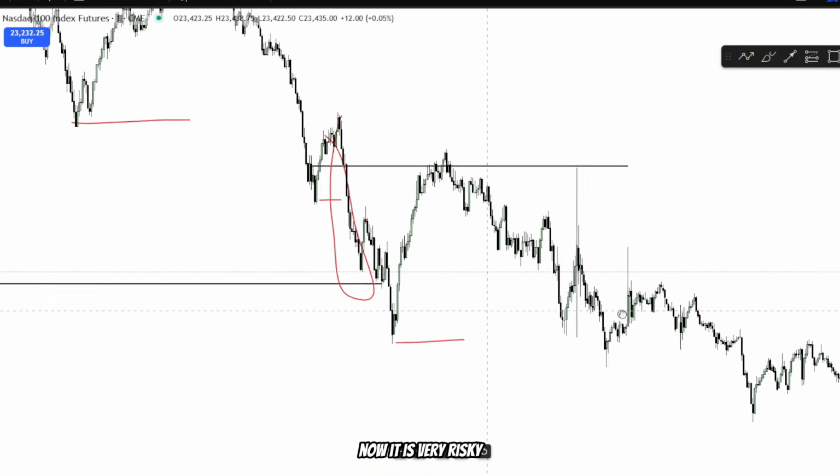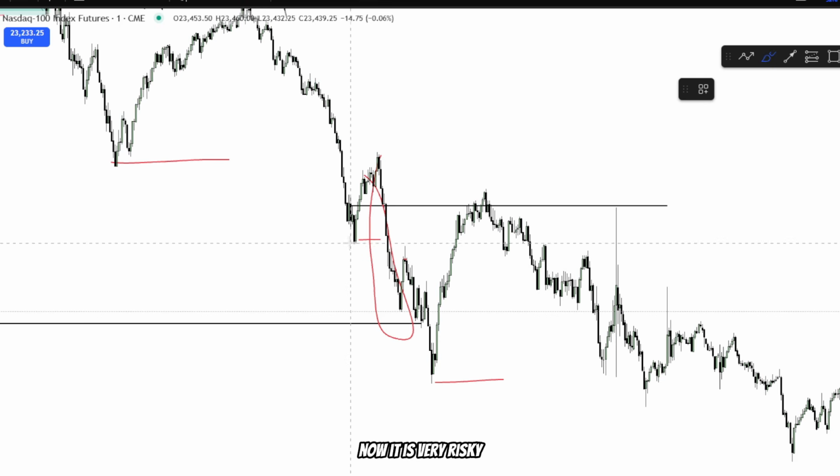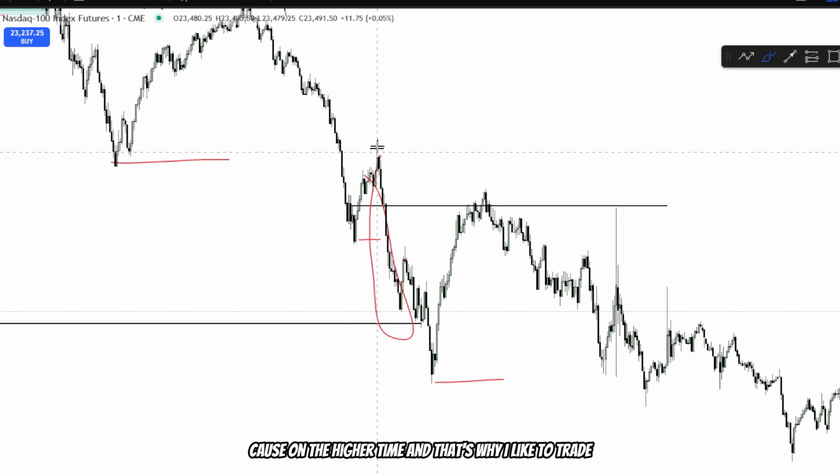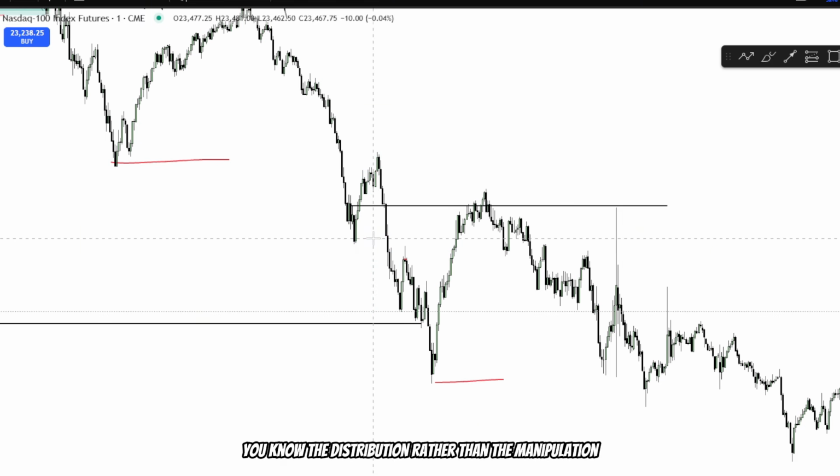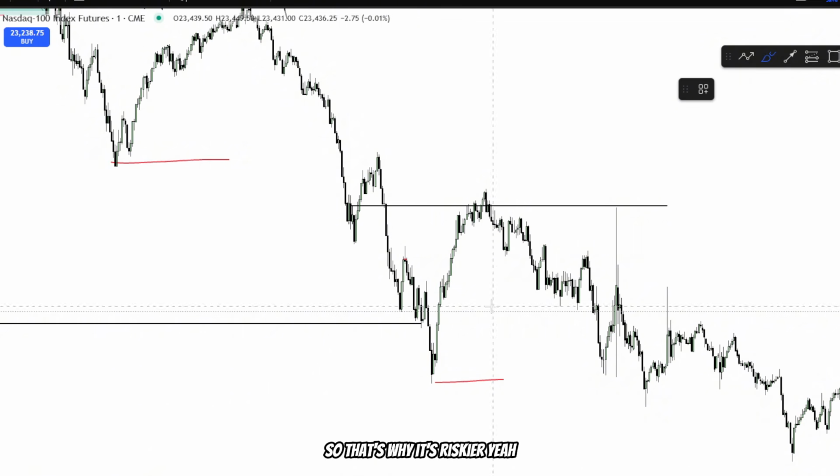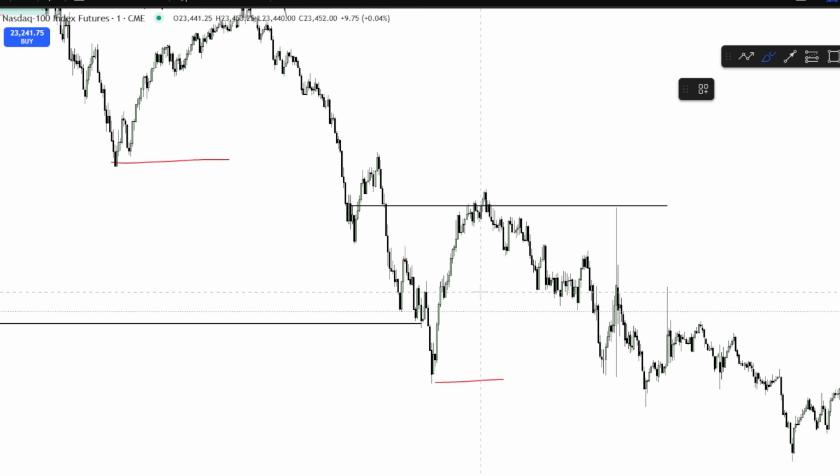Now, it is very risky trading something like this, because on the higher time frame, and that's why I like to trade the distribution rather than the manipulation. That's why we trade the distribution, because you never fully know when the manipulation is going to end. So that's why it's riskier.